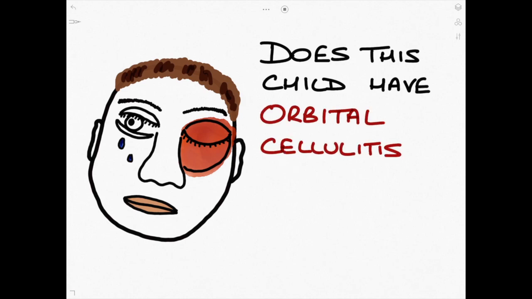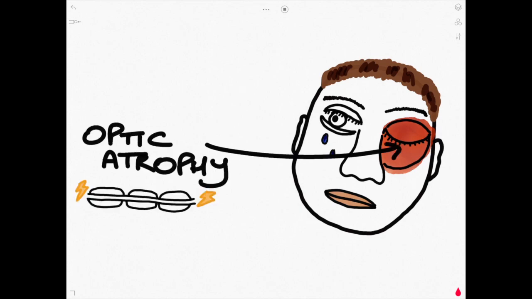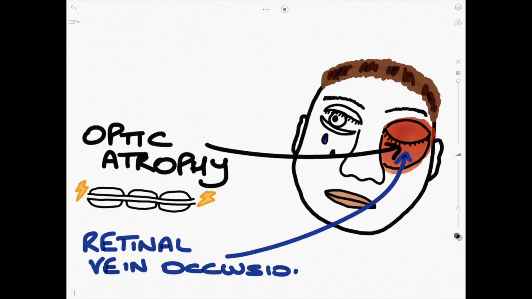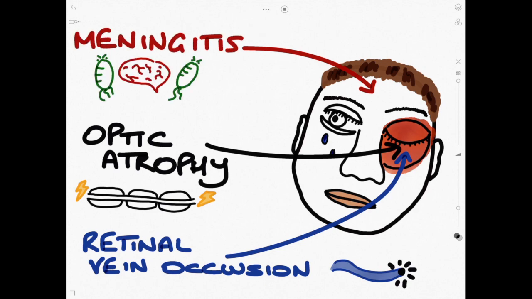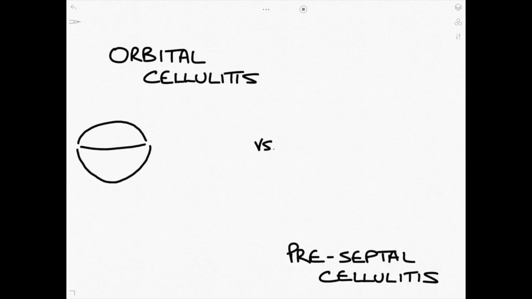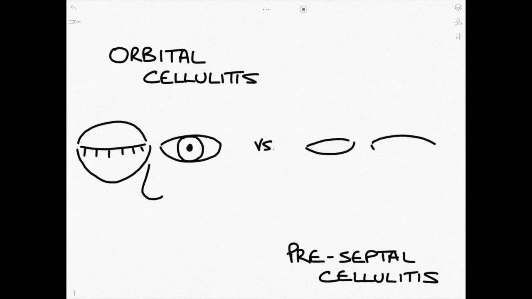Why? Well, because it is a sight-threatening emergency, as complications can lead to optic atrophy, retinal vein occlusion, meningitis, or even the potential for death, although this is rare. It's important to distinguish between the two causes of a swollen eyelid, and both need to be on your differential: orbital cellulitis and preseptal cellulitis. There are a few signs that allow you to differentiate between the two common causes of a swollen unilateral eyelid in a child.